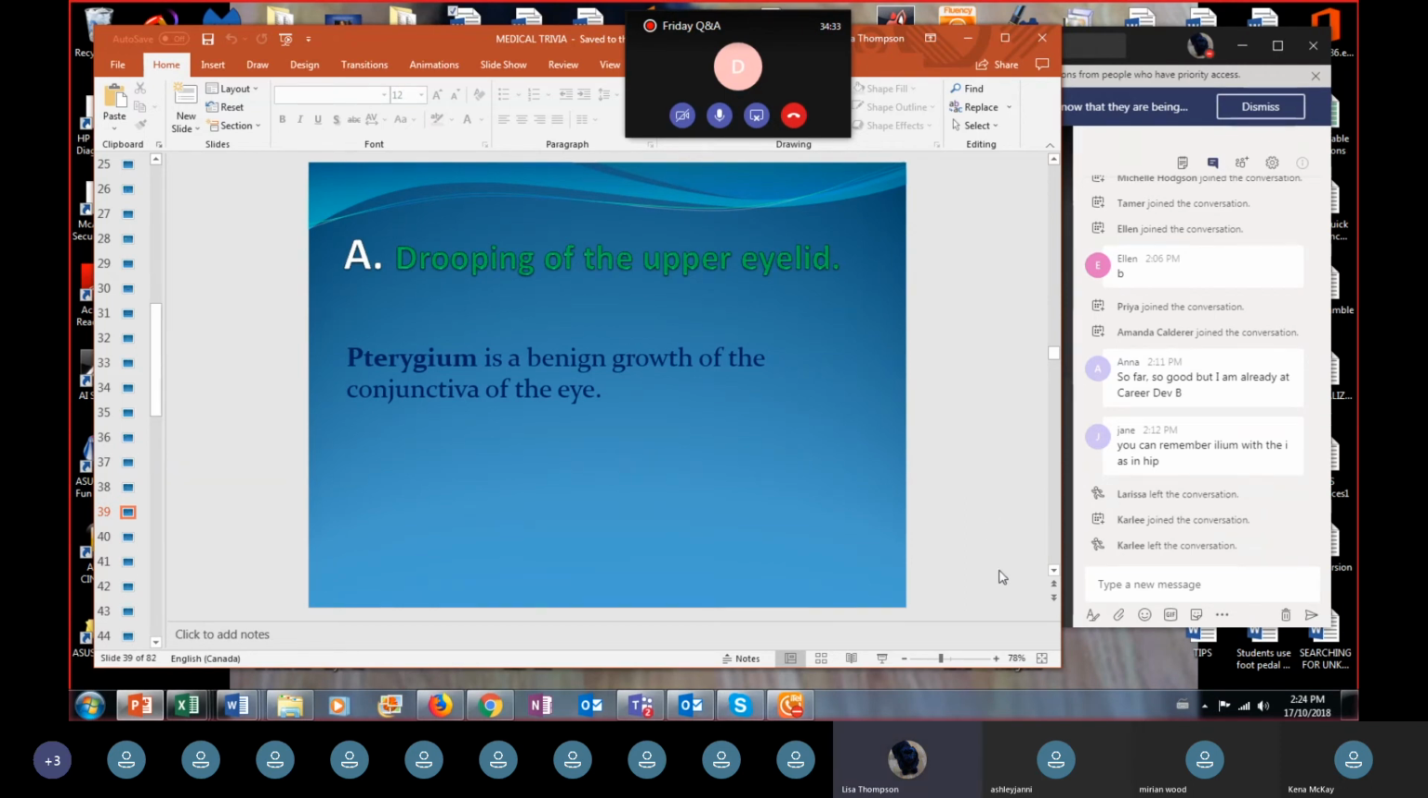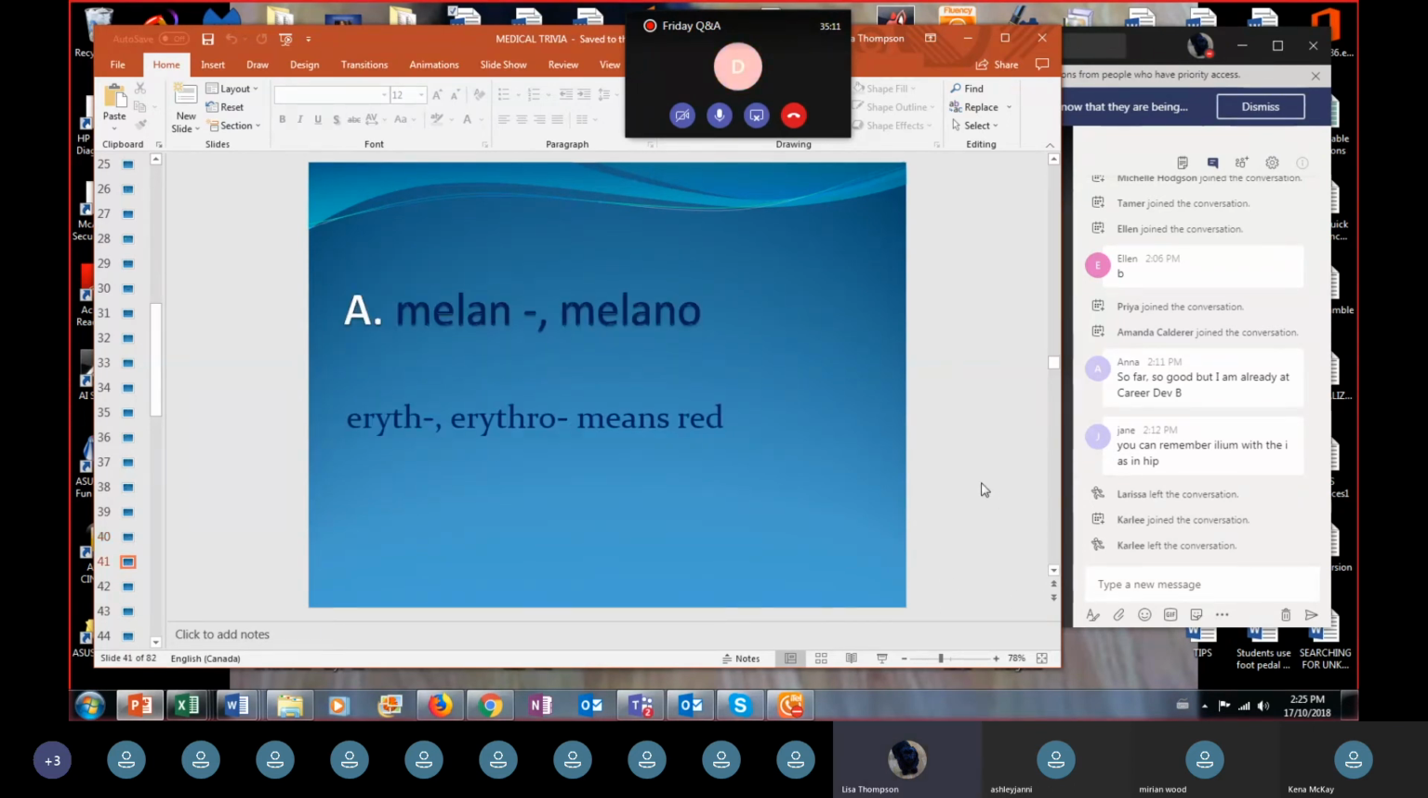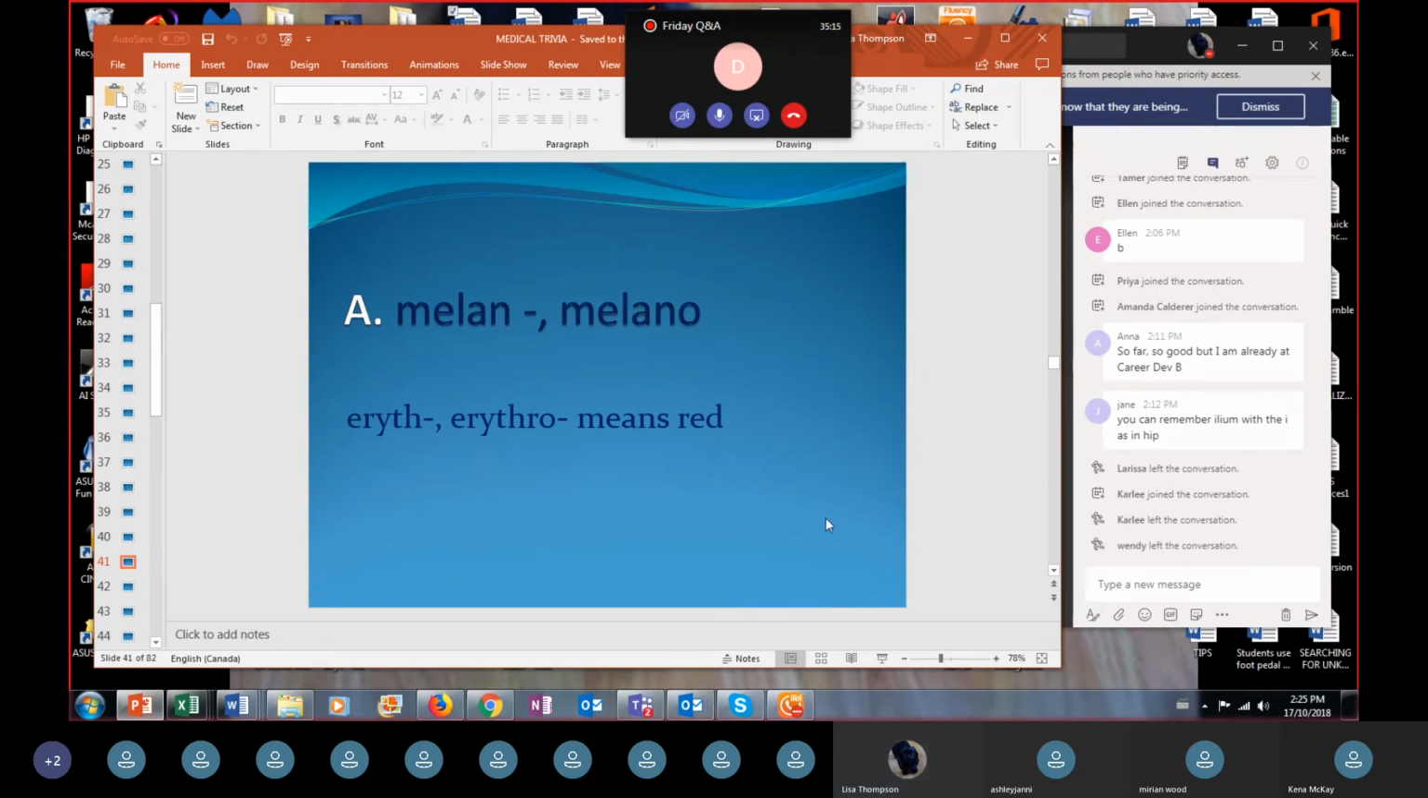So, question 20. What word part means the color black? Is it A, melan or melano, or B, eryth or erythro? The answer is A, melan or melano. Eryth or erythro means red. Color red.